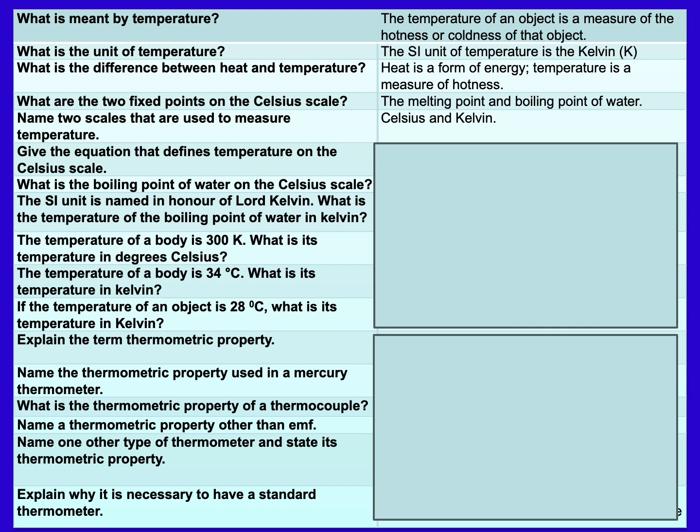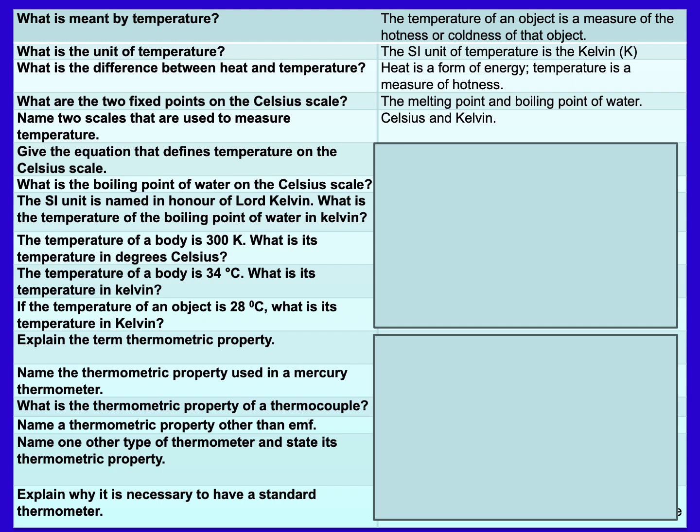Temperature of an object is a measure of the hotness or coldness of an object or body. Have to mention hotness or coldness. Standard unit for temperature is your Kelvin, capital K. Difference between heat and temperature: heat is a form of energy, whereas temperature is a measure of hotness or coldness.